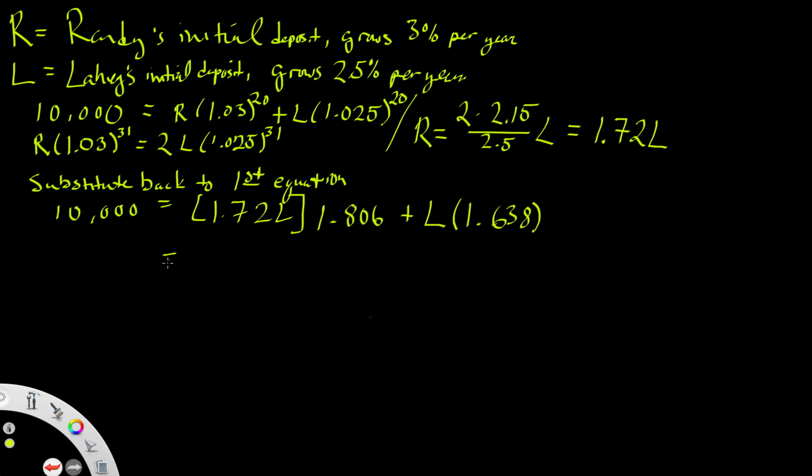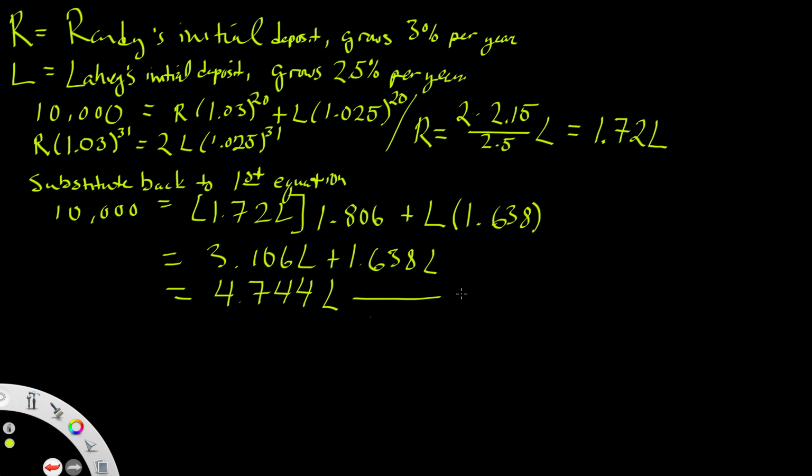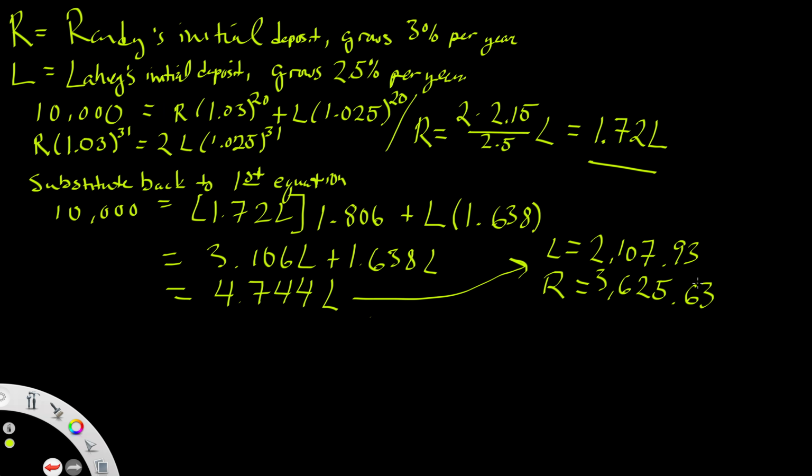We can figure out how many total L's we have on the right-hand side. 1.806 times 1.72 is approximately 3.106. And then we add to that 1.638 L's. And the sum total of L's on the right-hand side is about 4.744. And now we just divide that into 10,000 to find out what Leahy's initial deposit is. And we see that Leahy's initial deposit is $2,107.93. And then, of course, we multiply that by 1.72 to find Randy's initial deposit, which is then $3,625.63. Okay, so we found Leahy and Randy's initial deposits.